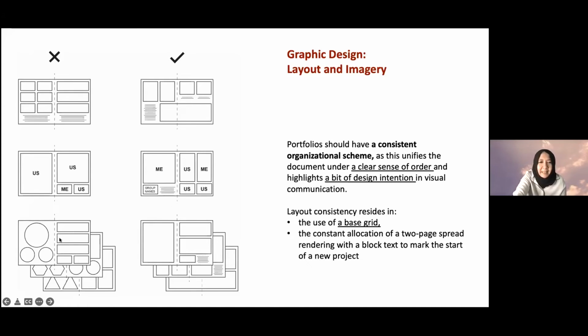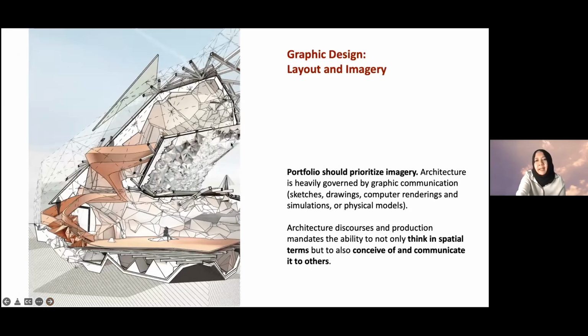Okay, so rather than using circles, combining, use squares and rectangles. So layout consistency resides in the use of a base grid. You need to make base grids. This is something that you also need for the architecture representation board, or we call it here in UII APREP. And then a portfolio should prioritize imagery, because you know architects are visual people.